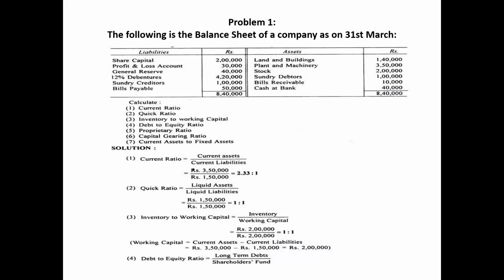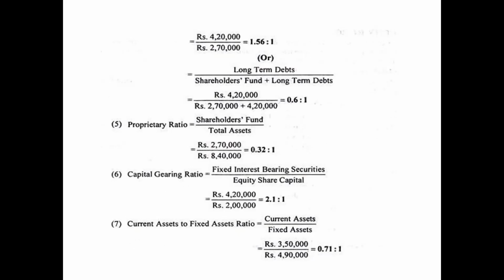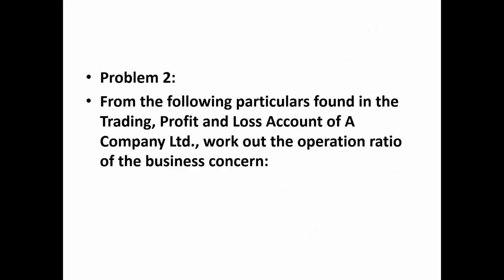So 3,50,000 divided by 1,40,000. So it comes out to be 4,90,000. Divide, you get 0.71. So here everything is about formulas, right? If you know the formulas, the numerical is very, very simple. So I told you when I was teaching formulas to you that you have to remember the formulas if you want to solve a ratio analysis.